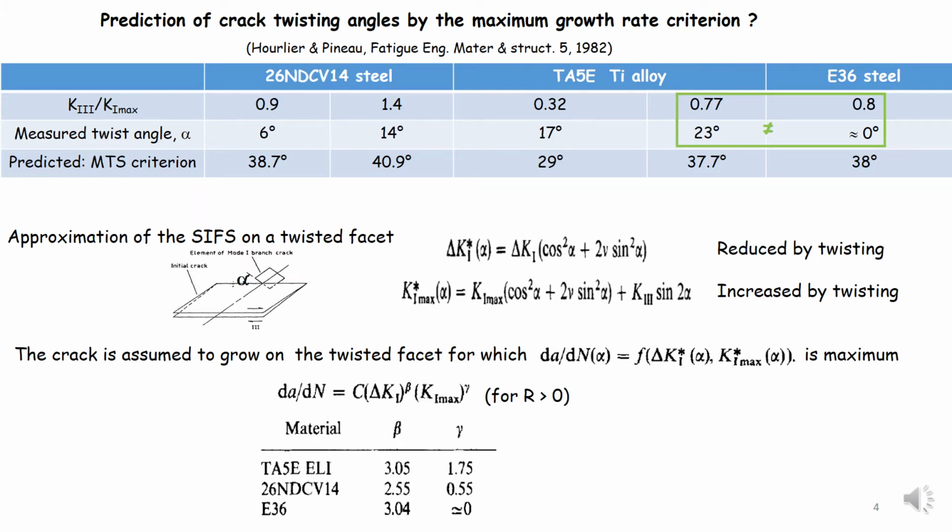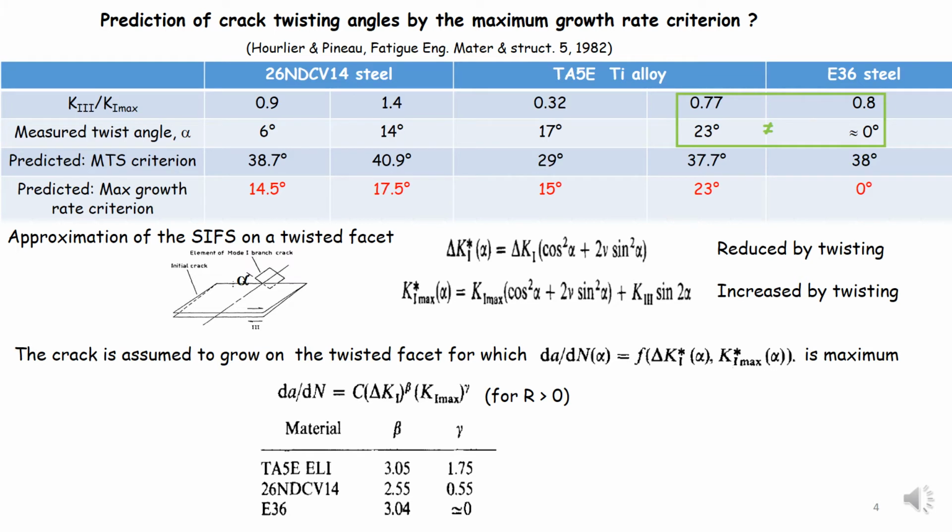So they characterized the mode 1 kinetics of the three materials at various R ratios that were all positive, and they fitted equations including delta K1 to some exponent beta and K1 max to some exponent gamma. And you can see from this table that gamma is relatively important in the titanium alloy, but nearly zero in the low alloy steel. And the application of a maximum growth rate criterion yields predictions of the twist angles which are much more consistent with the experimental observations than the maximum tangential stress criterion.